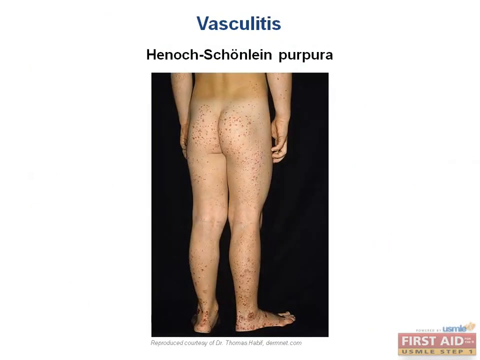This is the classic presentation for Henoch-Schönlein purpura. As you can see, there's a classic posterior thigh and buttock involvement of these purpura. They're also on the lower extremity and a little bit here on the surfaces of the forearm.